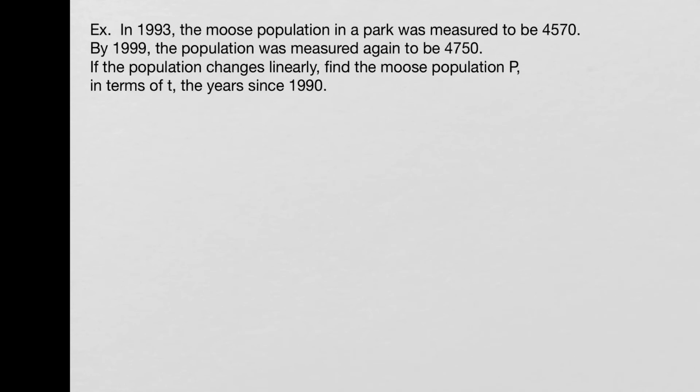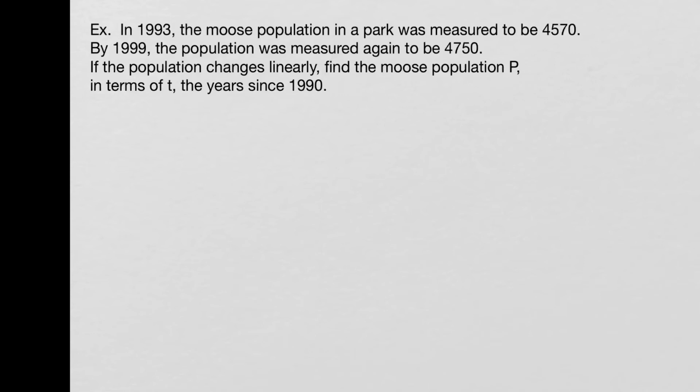Okay, so in this question, it says, in 1993, the moose population in the park was measured to be 4,570. By 1999, the population was measured again to be 4,750. If the population changes linearly, find the moose population P in terms of T, where T represents the years since 1990. Okay, so first let's make sure we understand what T is again, right?